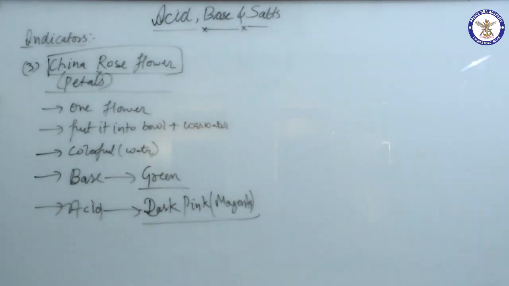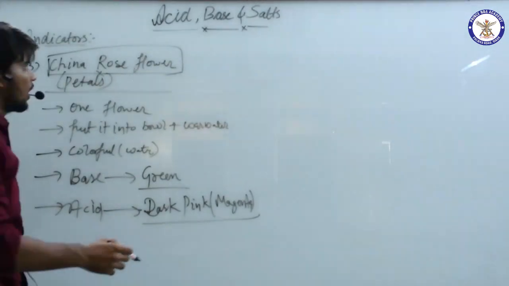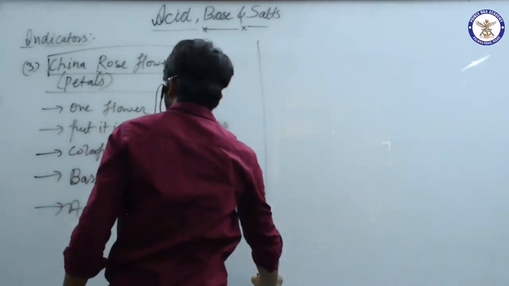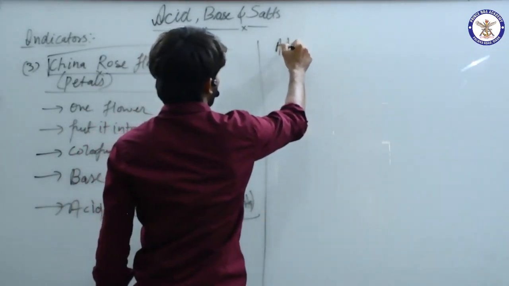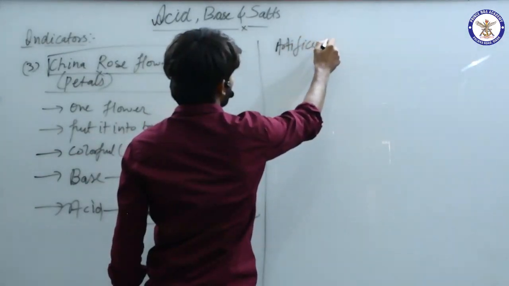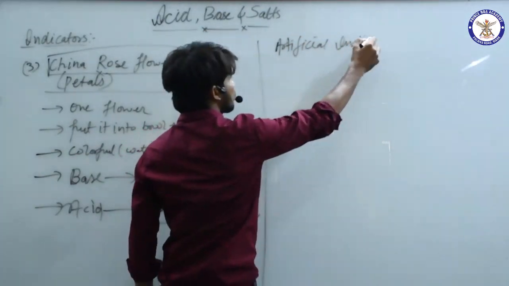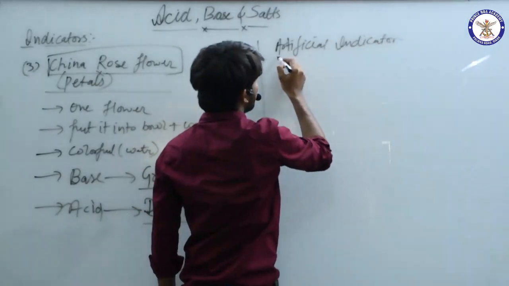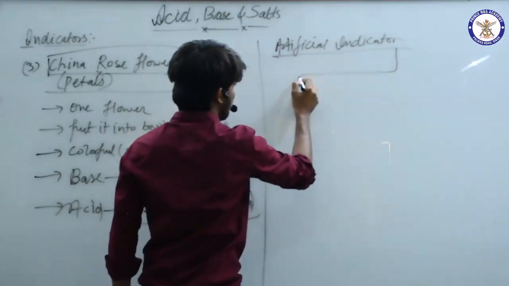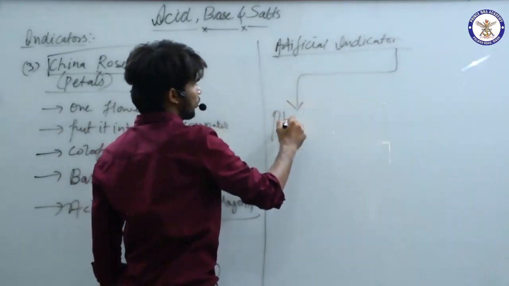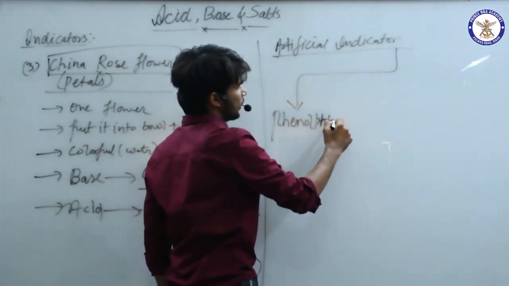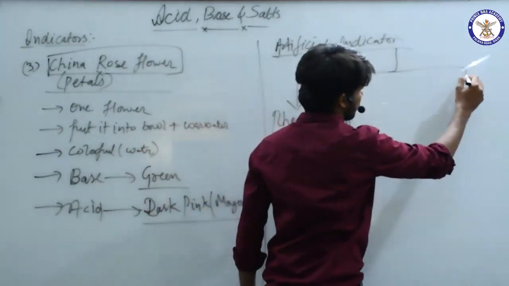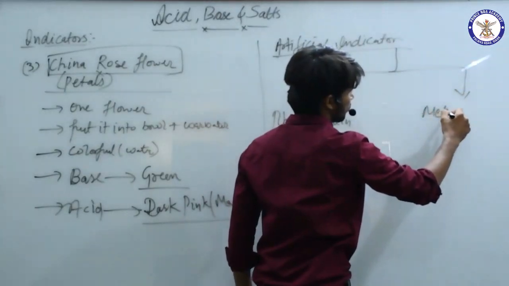Now I will study artificial indicators. Fine. We have two artificial indicators. First one is phenolphthalein, and the second is methyl orange.